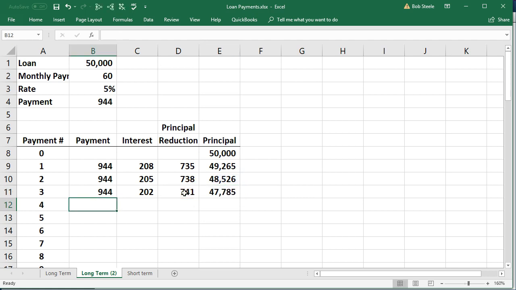Now we don't have to do this all the way down because Excel will help us do that. So what we'll do is we'll just highlight or select from this cell B11 to this cell E11.